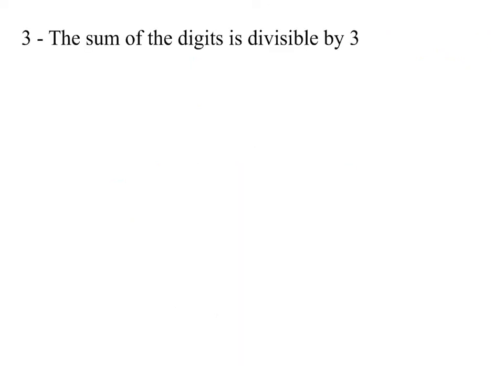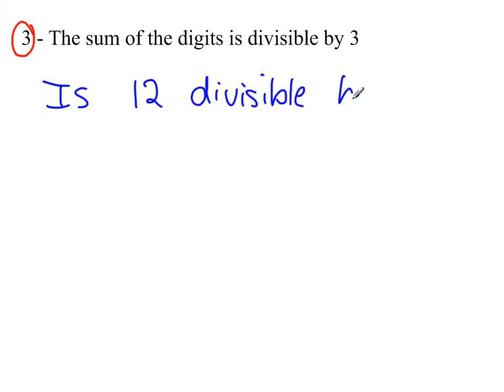The next one we're going to talk about is 3. If something is divisible by 3, the sum of the digits is divisible by 3. So this one's a little more challenging. I'm going to start off with an easy number. Let's say I ask you, and let's try to make sure I ask you the best way, is 12 divisible by 3?